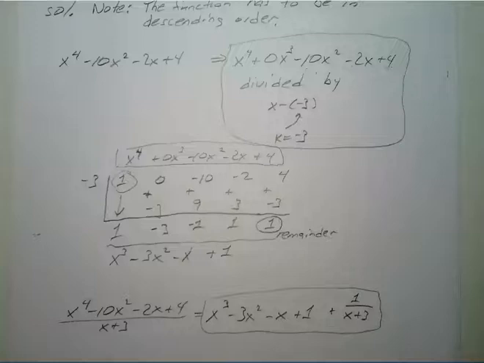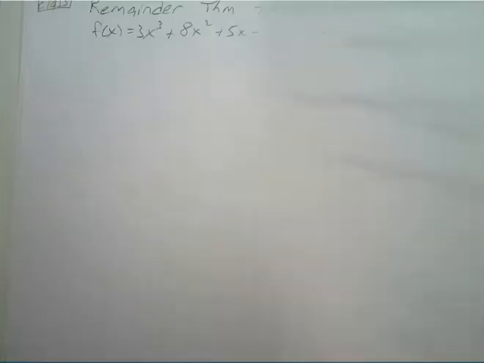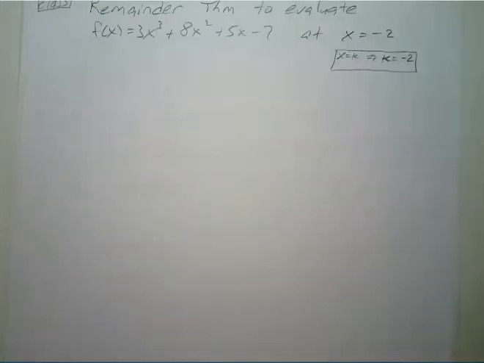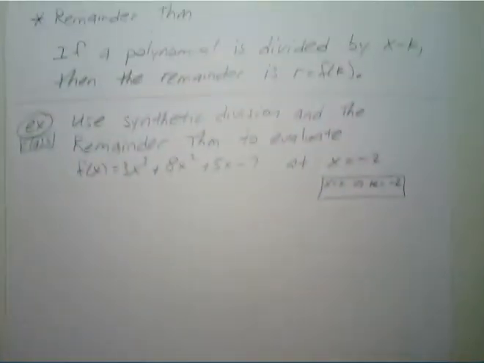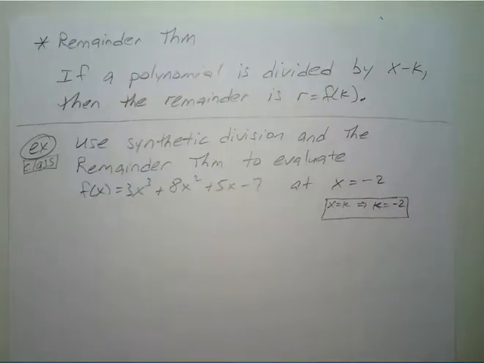Okay, so if you are still writing, feel free to press pause, but we're going to go ahead and move on to our next page, which we'll look at the remainder theorem. For your remainder theorem, we know that if a polynomial is divided by x minus k, then the remainder is r equals f of k, or f of k equals r.